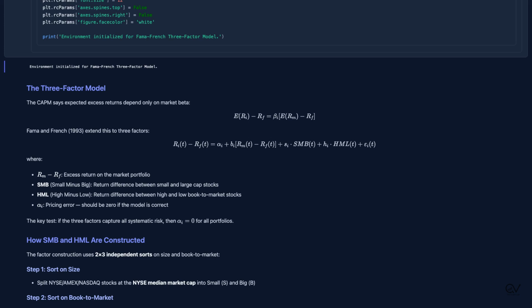SMB captures the size premium. Small stocks tend to earn higher returns than large stocks. HML captures the value premium. High book-to-market stocks, so-called value stocks, tend to outperform low book-to-market growth stocks. The critical test is whether alpha is 0. If the three factors truly capture all systematic risk, then no portfolio should have a significant intercept in the time series regression.